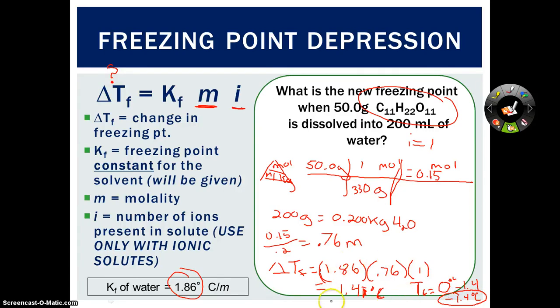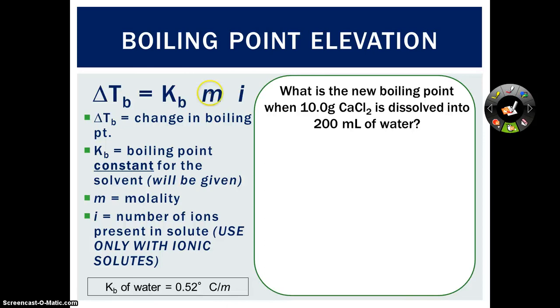So this number tells me how much it changes by. I know with freezing point depression the temperature goes down, so I take the regular freezing point of water, which is 0, and subtract the change, 1.41, and I get negative 1.41 degrees Celsius. Let's do another one. What's the new boiling point when 10 grams of calcium chloride is dissolved in 200 milliliters of water? Okay.